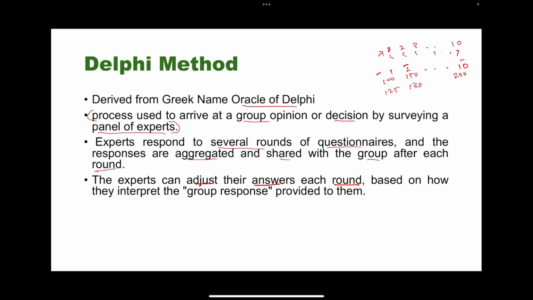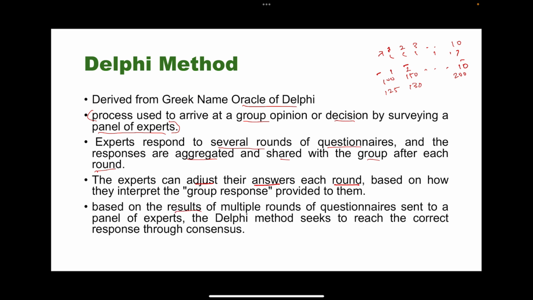So several rounds of this process are completed, and based on the results of the multiple rounds of questionnaires sent to a panel of experts, the Delphi method seeks to reach the correct response through consensus. Okay, after the several rounds, the experts come to a consensus, right? And that value is taken as the forecast.